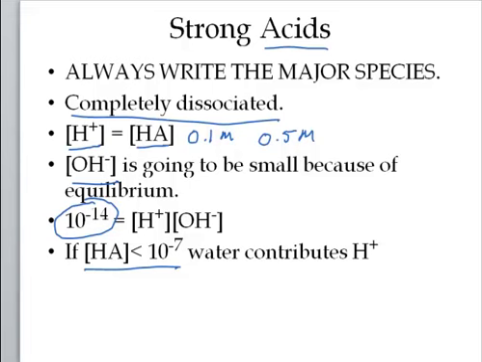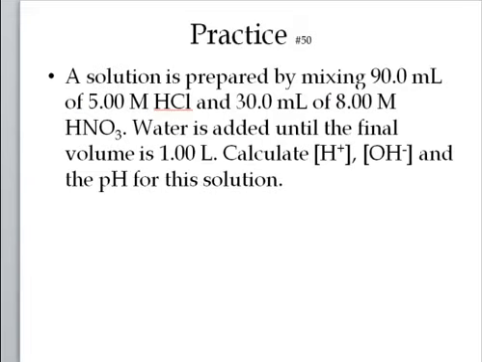So let's try one problem and see how you do. All right, look at this. We've got a solution. It's prepared by mixing 90 mils of HCl and 30 mils of HNO3. Water's added until the final volume is 1 liter. Calculate the H plus, OH, and pH of this solution.